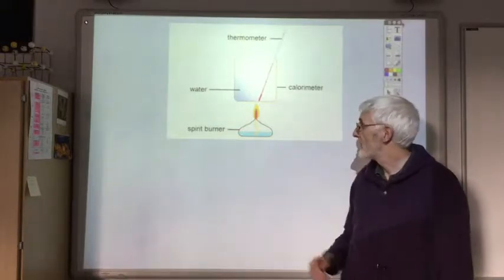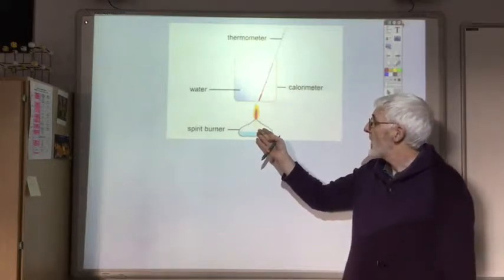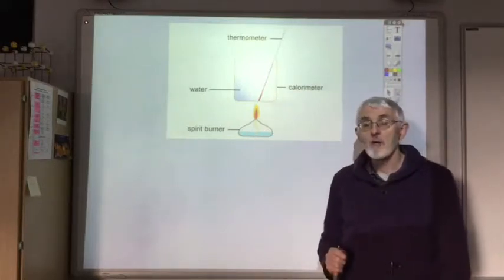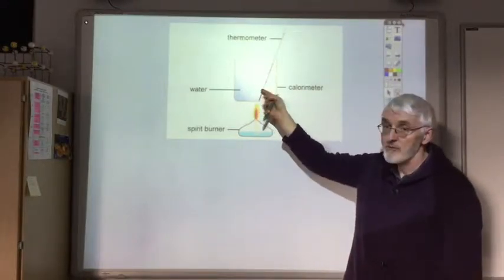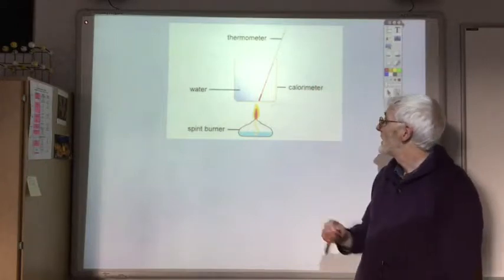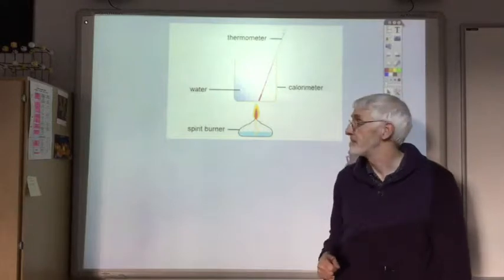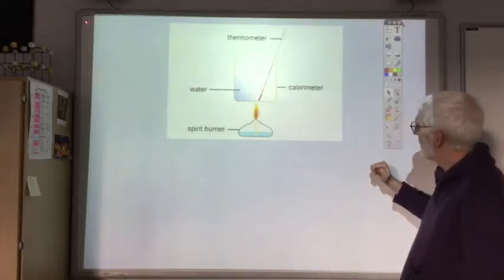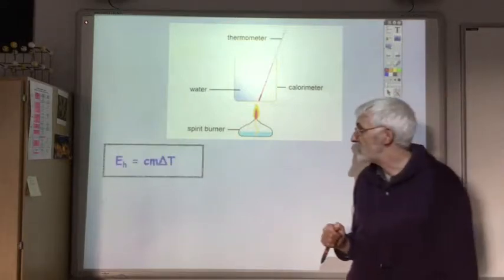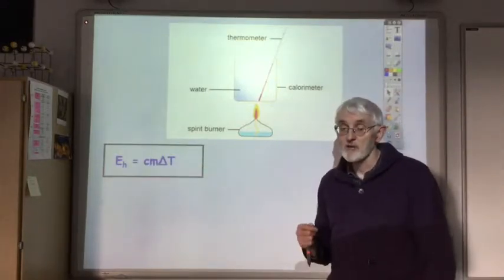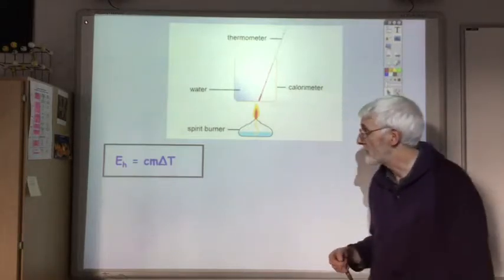a fuel burns. The fuel was normally an alcohol, in the spirit burner, and we burnt 1 gram of the fuel and measured the temperature rise in a known volume of water. The water was in something called a calorimeter, which in our case was just a copper can. And these results were used along with this equation, EH equals Cm delta T, to work out the amount of energy released on the burning of 1 gram of the fuel.